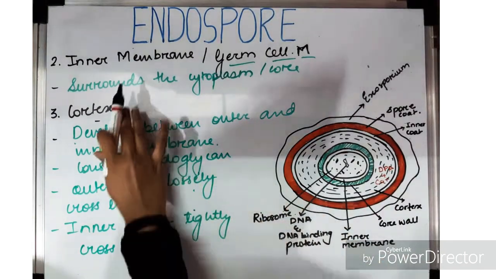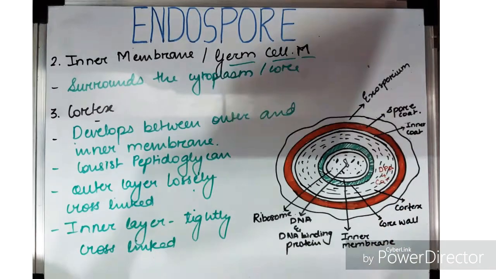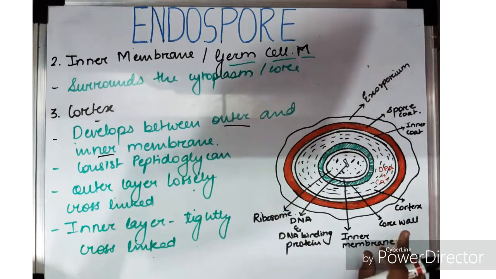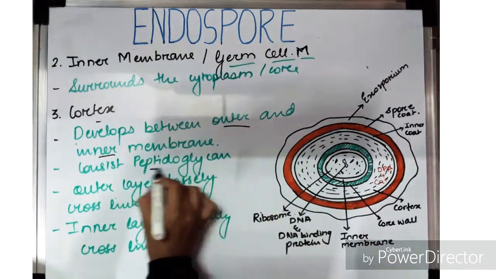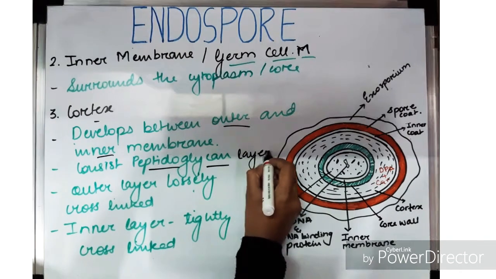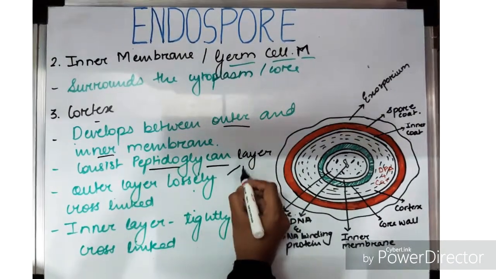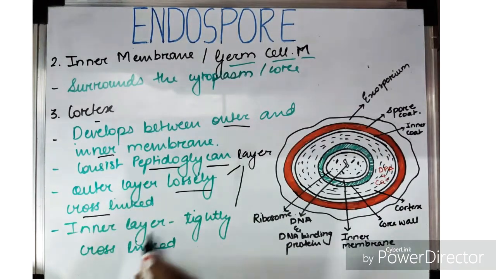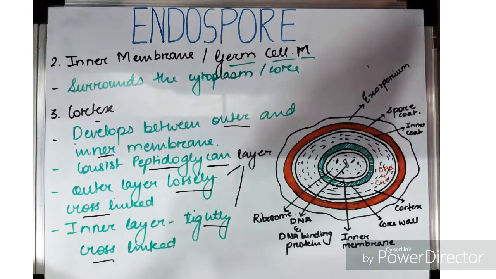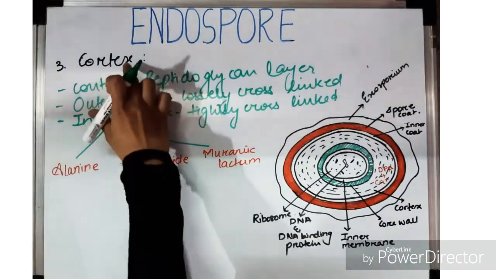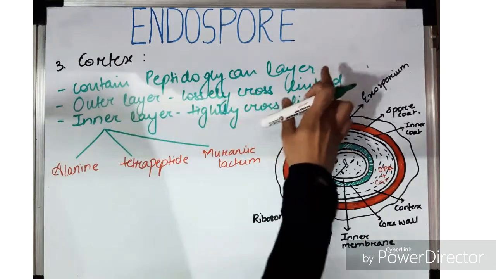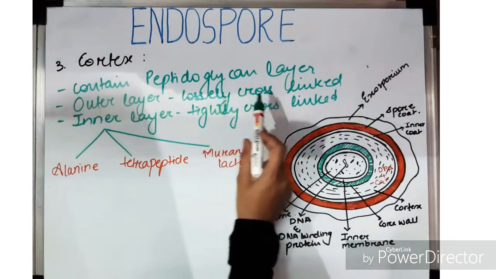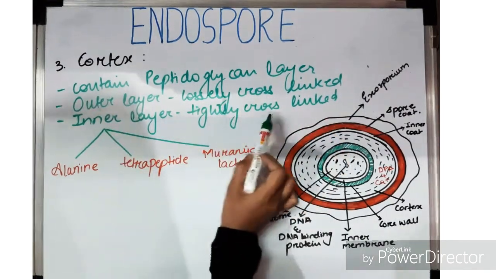So the third layer is the cortex, which is a dense layer. The cortex develops between the outer and the inner membrane of the endospore. The cortex consists of a layer of peptidoglycan, which consists of two layers, outer layer and the inner layer. So the outer layer is loosely cross-linked while the inner layer is tightly cross-linked. As I have said earlier, the cortex contains the peptidoglycan layer, which consists of the two layers, outer layer and the inner layer. The outer layer is loosely cross-linked while the inner layer is tightly cross-linked.